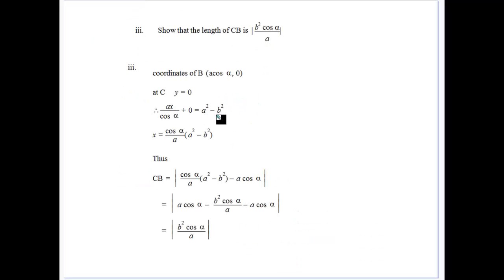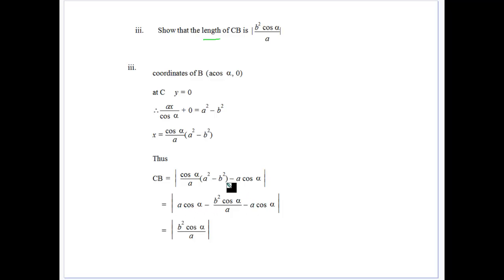And we've got that B equal to A squared plus B minus B squared. Rearrange that to get x_C equals A on cos alpha times A squared minus B squared. So we've just done the division by cos alpha on A, sorry, A on cos alpha. The distance there, we're not too sure exactly whether it's positive or negative, so we'll take the absolute value because we want a length. So we get the distance CB, the value of the coordinate C on the x-axis minus the coordinate B on the x-axis.